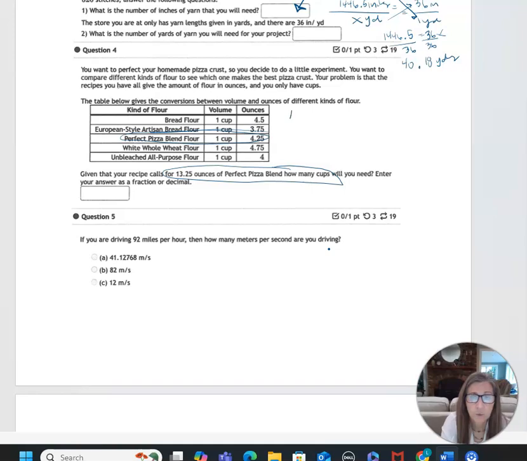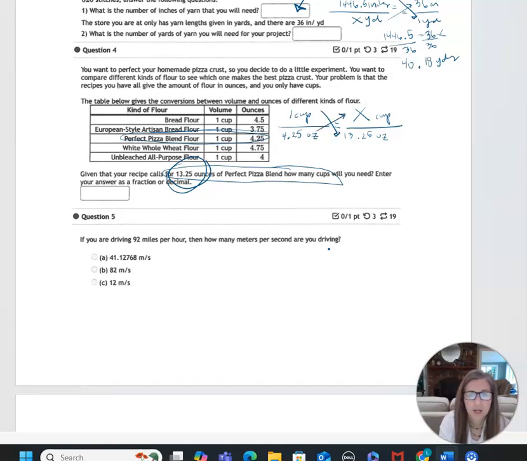So we're going to convert 1 cup takes 4.25 ounces. This is what the perfect pizza blend flour. And we have 13.25 ounces. So we have 13.25 ounces. It has to go on the bottom because remember, for proportion, you have to set them up numerators matching and denominators matching. So we're going to cross multiply there.